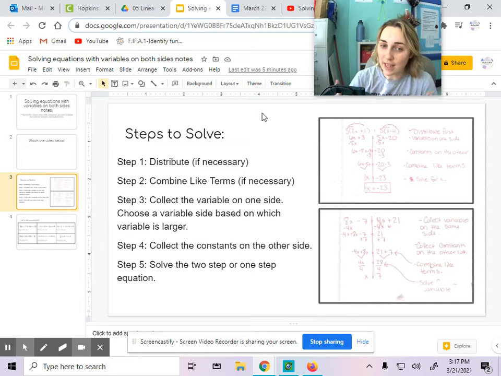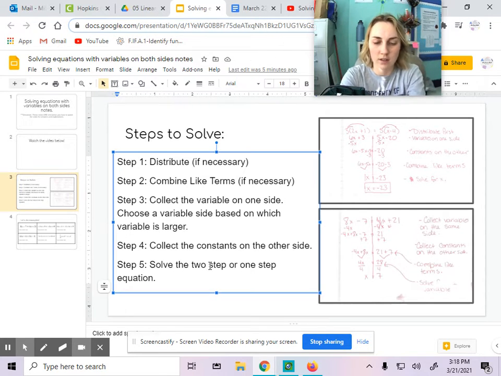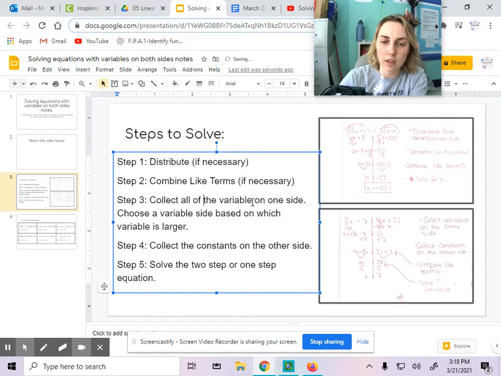And then after that, what you want to do is you want to collect all of your variables. So I want to change this actually, all of the variables. And I recommend you changing this as well. Collect all the variables on one side.